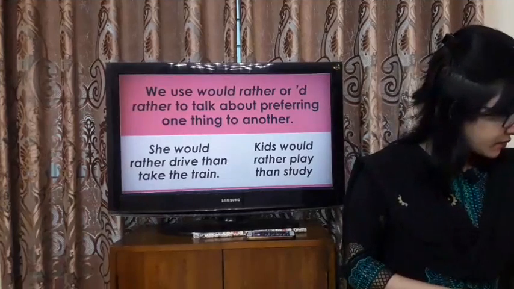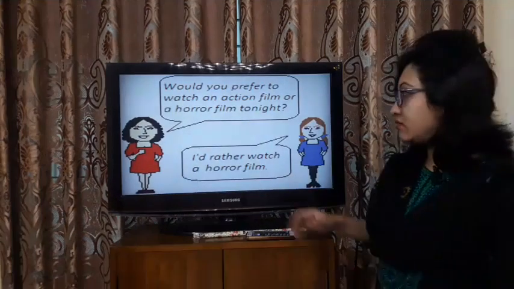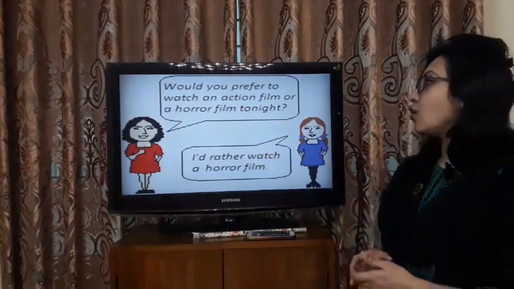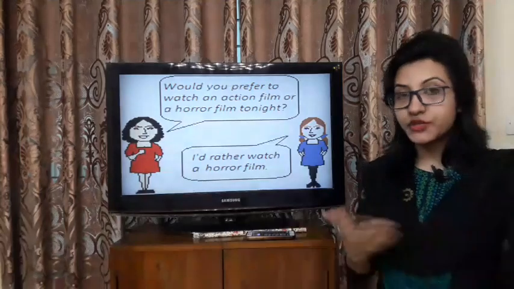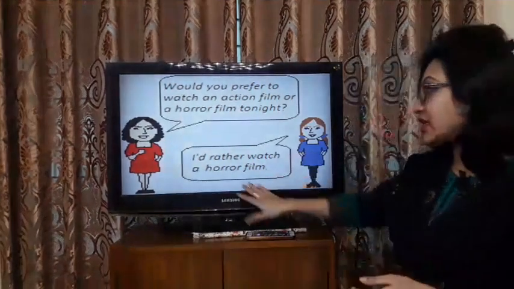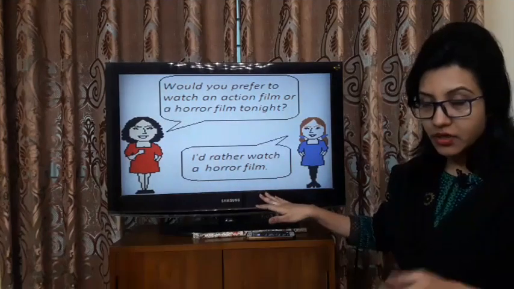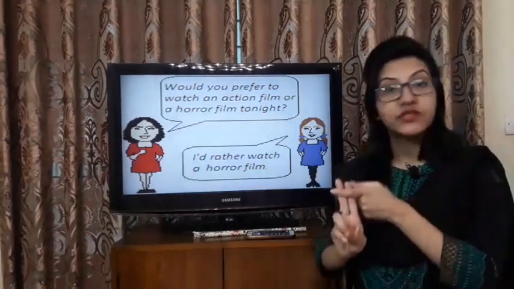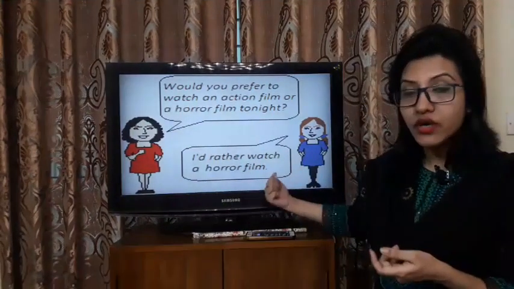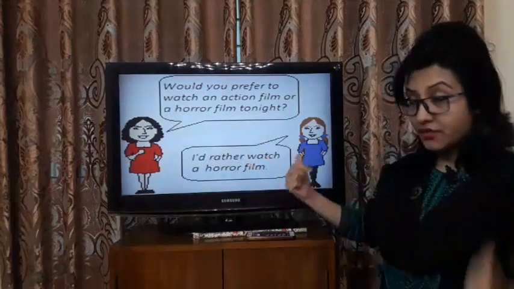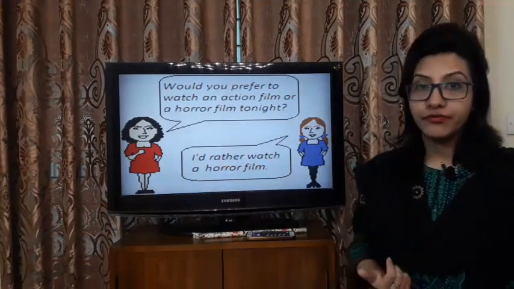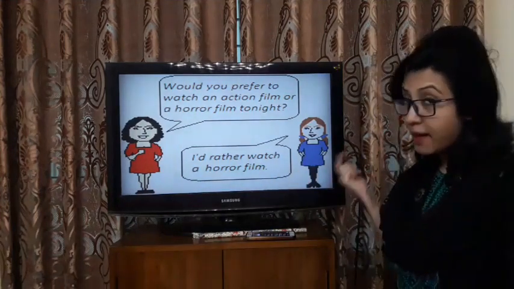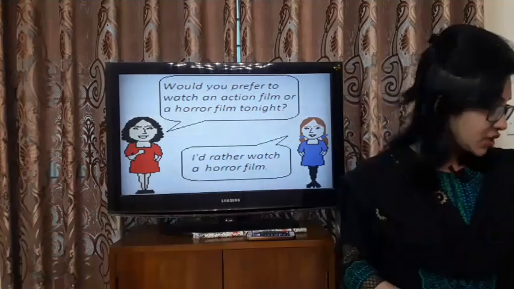Moving on. So see, here is another picture with some examples. Would you prefer to watch an action film or a horror film tonight? তাহলে একজন কোশ্চেন করছে, রাতে তুমি কোন ধরনের ফিল্ম দেখবে? Now the answer is, I'd rather watch a horror film. So the two options are given, horror or action film, two options are given. She preferred the horror one, so she has replied, I'd rather watch a horror film. এখানে than দিয়ে বলতে পারতো, I'd rather watch a horror film than action film, না বলেছে, সেটাও কিন্তু ভুল না, that's also correct.